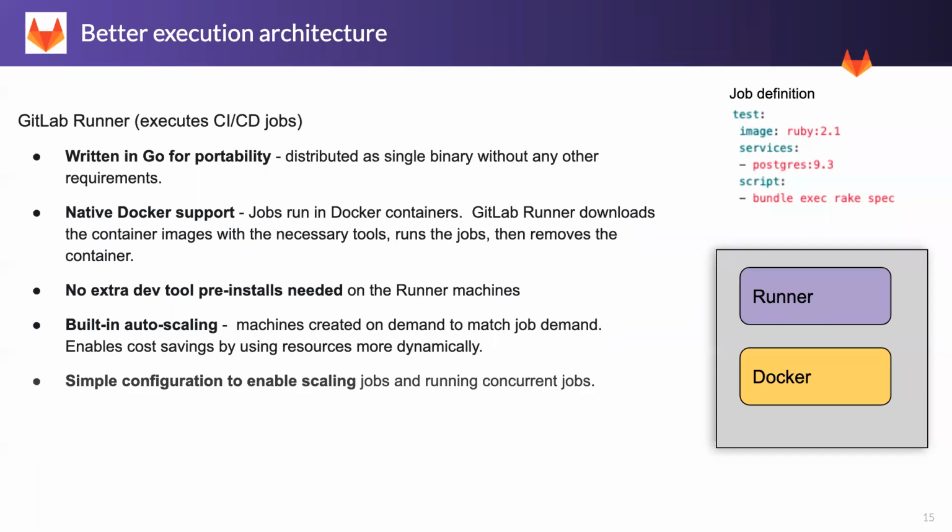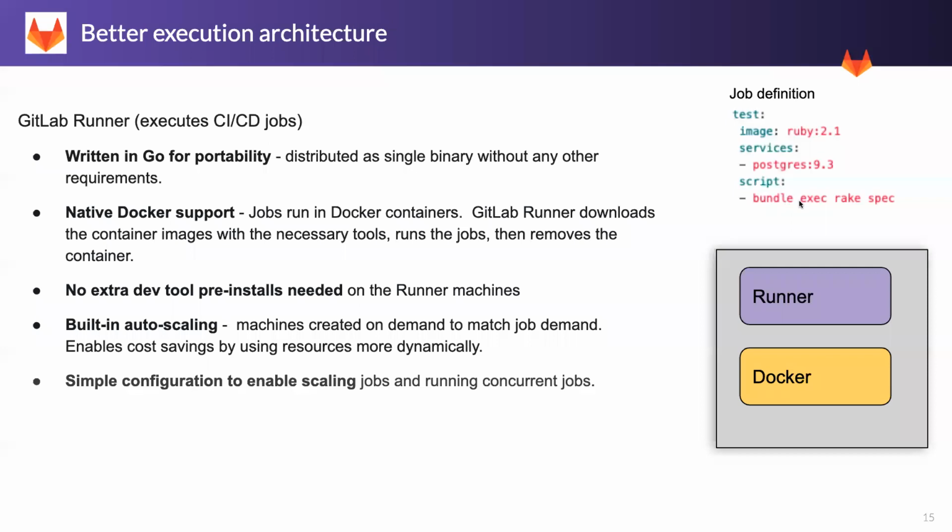Out of the box, it has native Docker support. And when I say Docker, it means that all the jobs can run in a Docker container. When a job starts, if you look at the script here, this is a job definition that we define in our CI/CD configuration file. This is the job name, and here we specified the name of the image and the service. And this is the script to run. It means when the job starts, the runner will go to Docker Hub, download those images and services, and run the script on the image.